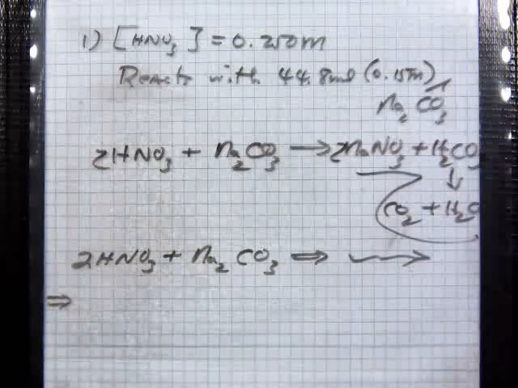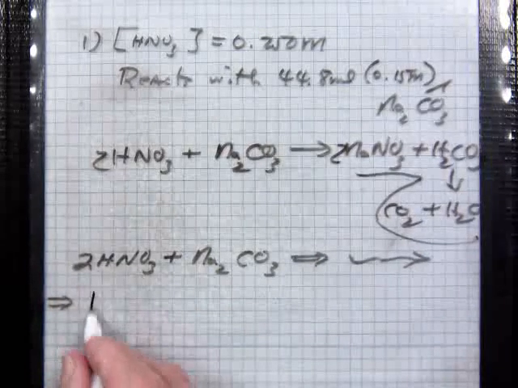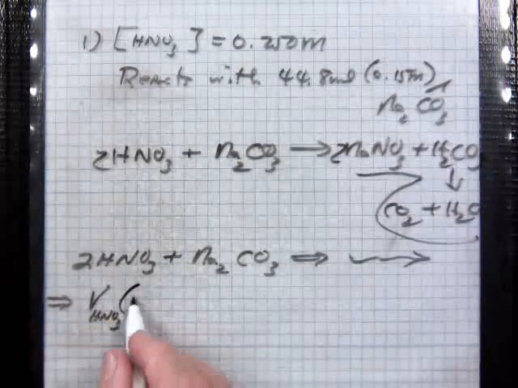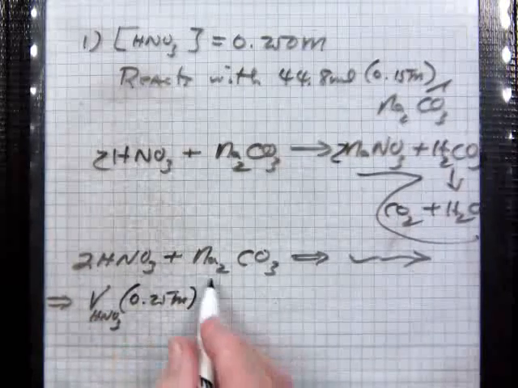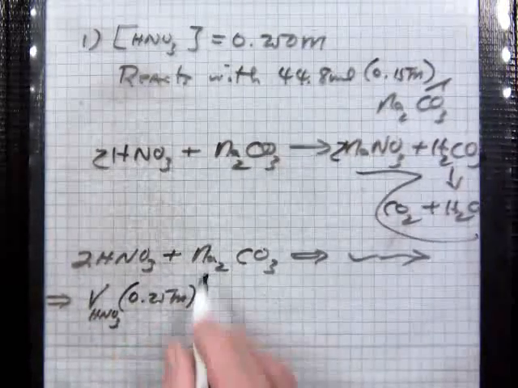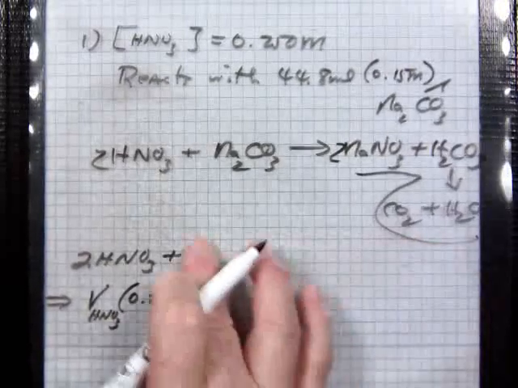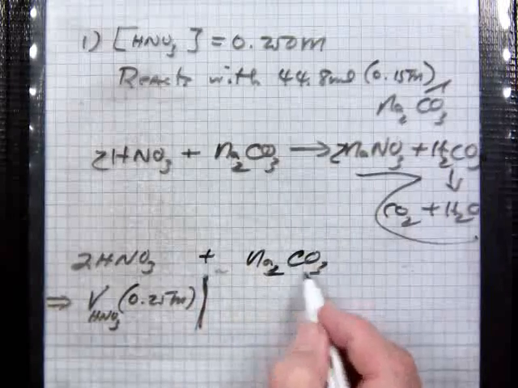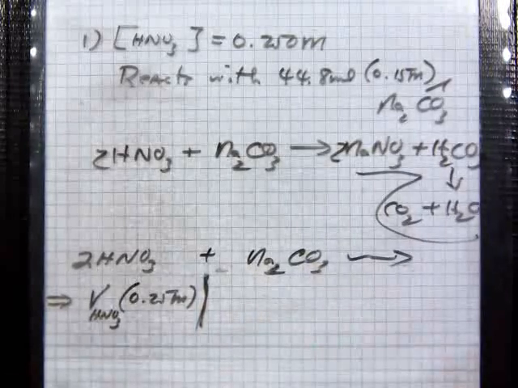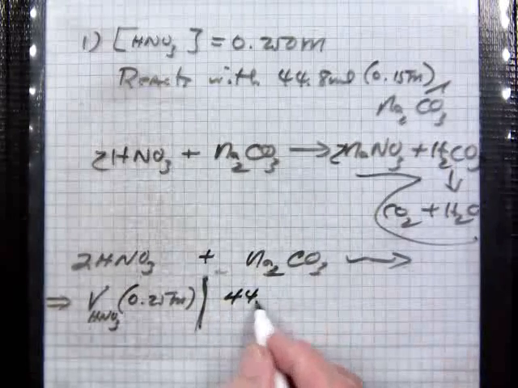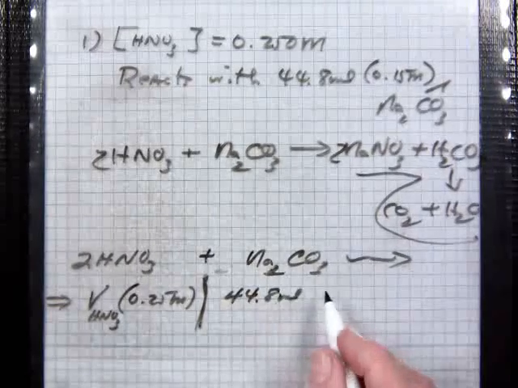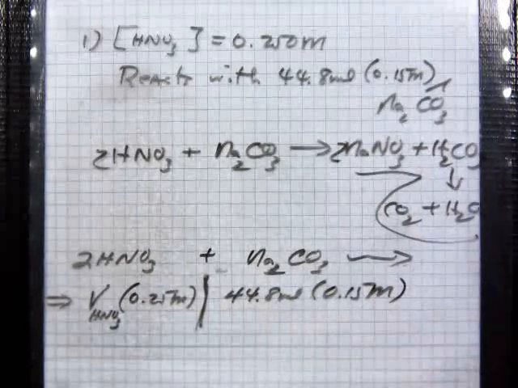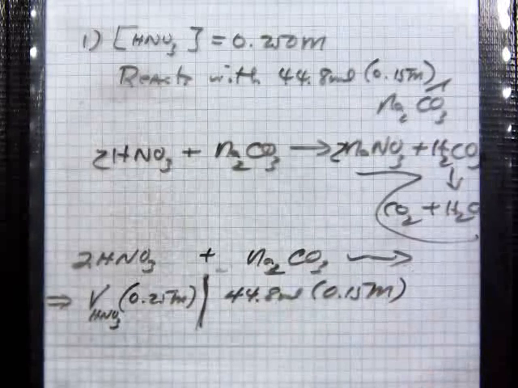So it says we have what volume of nitric acid, so volume of HNO3, and we have a 0.25 molar solution here. And then we have the, I'm going to move that over so it looks a little better, plus sodium carbonate, and whatever, like that. And over here we have 44.8 milliliters of 0.15 molar of the sodium carbonate. So that's our rough data that we have.